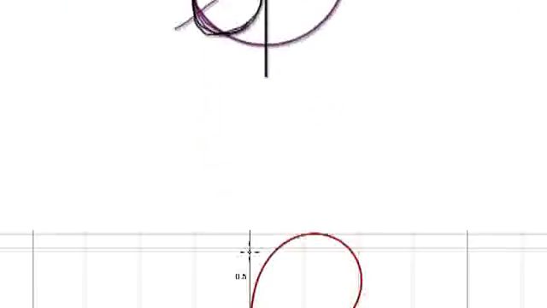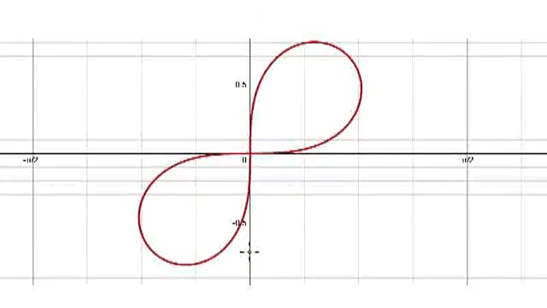Well, get a graph plotter and plot the graph, and it will give you something like this. Okay.